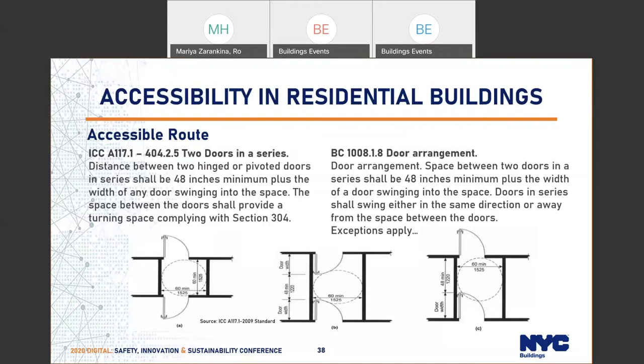You will notice that in the building code, it says doors in series shall swing either in the same direction or away from each other. So it's kind of not allowing for this middle configuration. But if you read the exception, there's exception 5, which permits this arrangement as well in residential buildings.